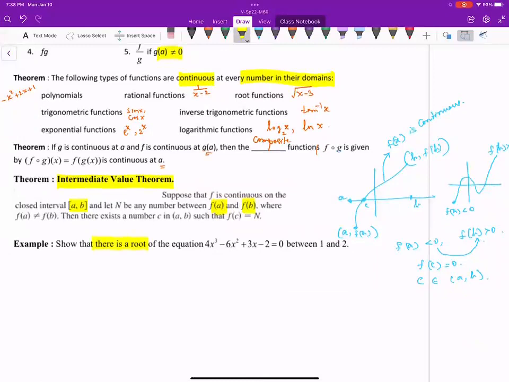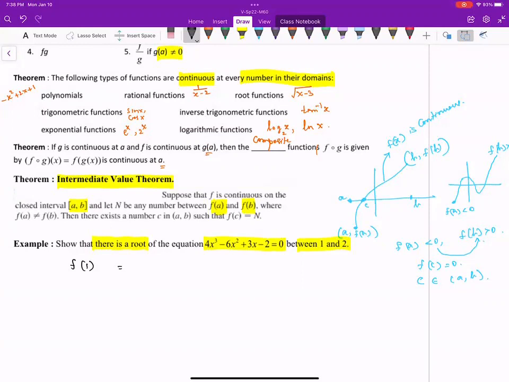Show that there is a root of the equation between 1 and 2. So we have to find out what f(1) is and look at the sign. And then we have to find out what f(2) is, look at the sign, and see whether the two values change in sign. Then we can conclude that there is a 0 between those two values.